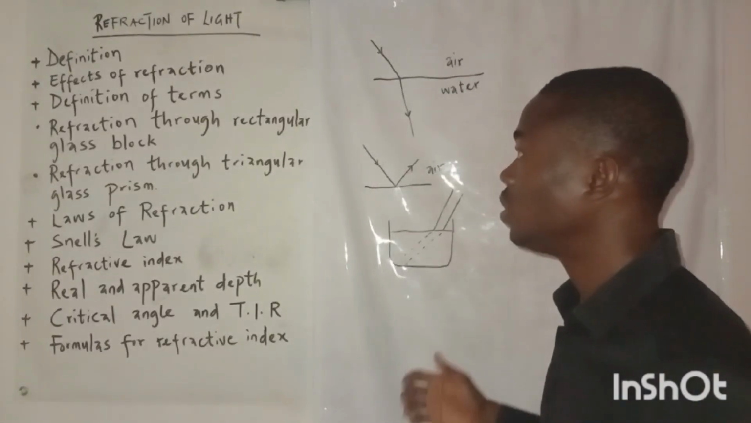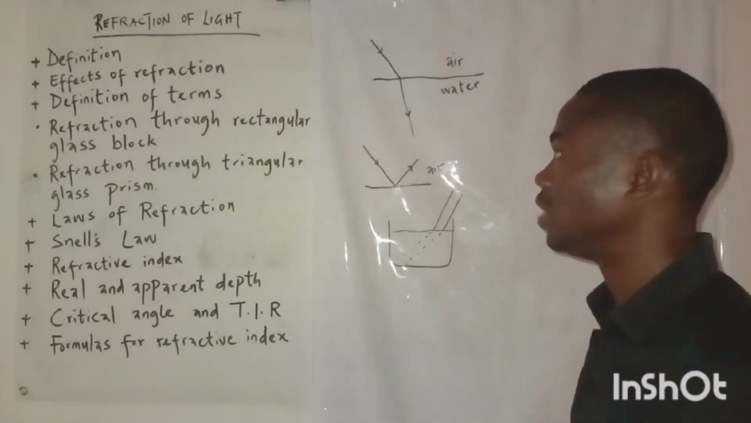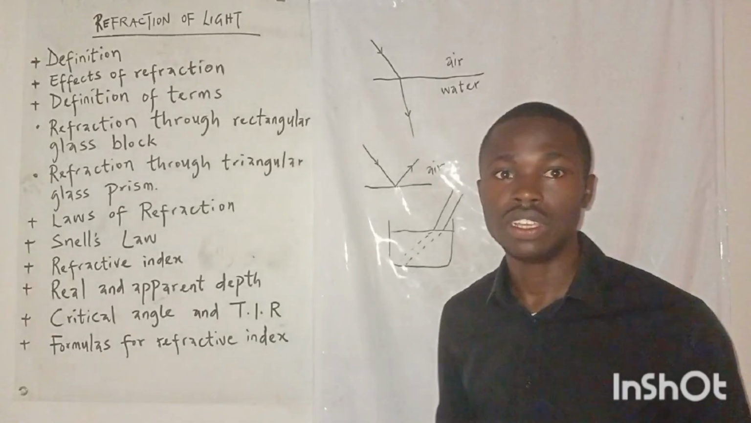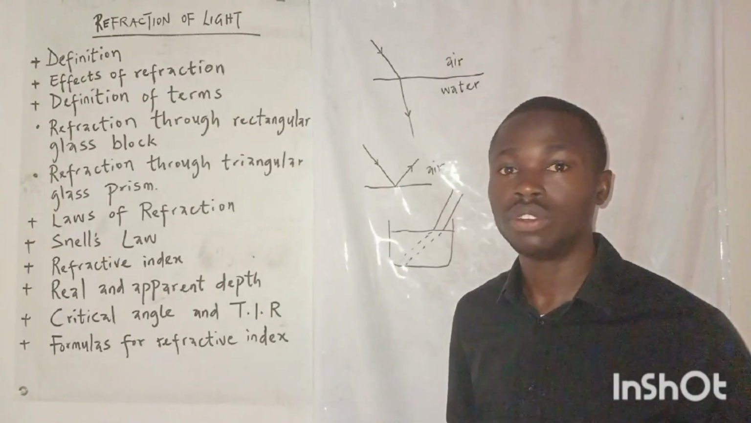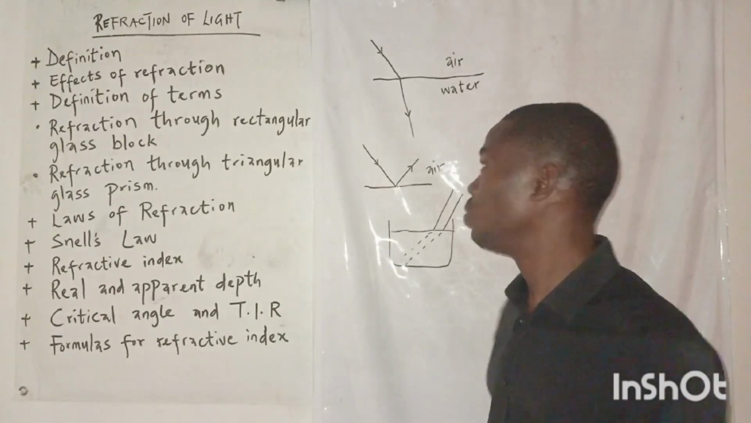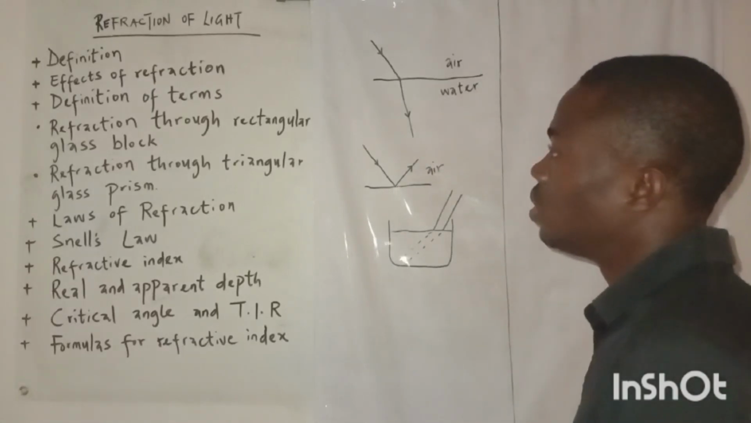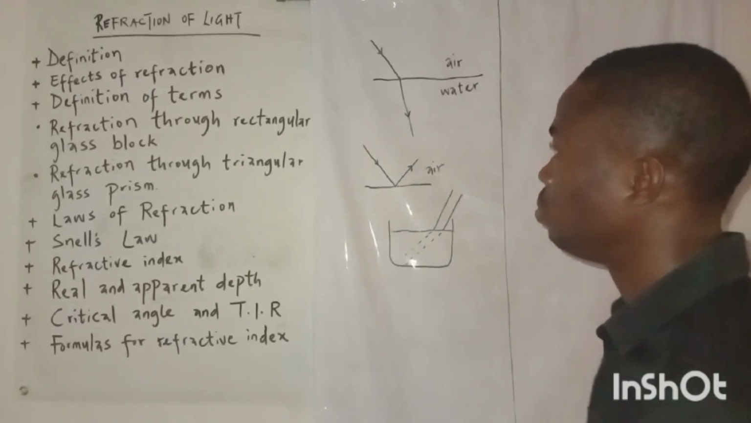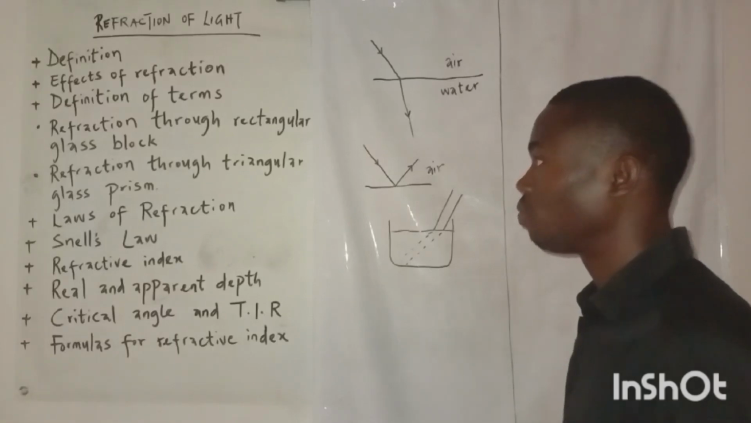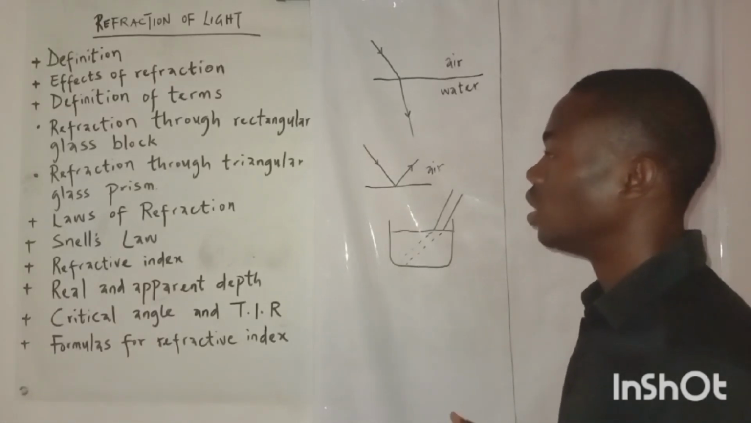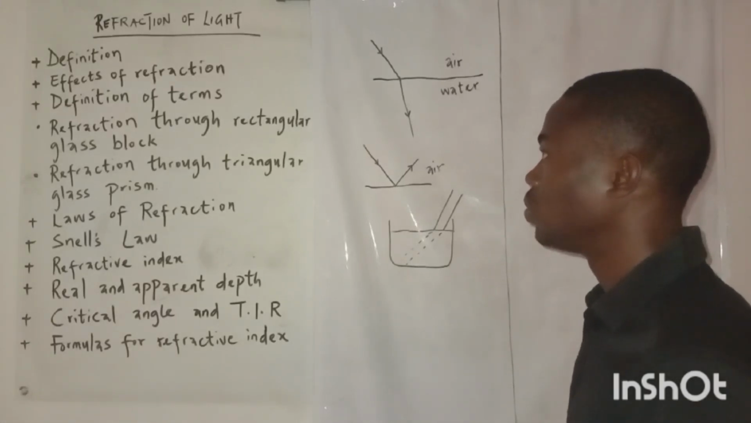So now the next item is, there are some terms you need to take note of in consideration of refraction, and I will explain those terms using refraction through a rectangular glass block and refraction through a triangular glass prism.